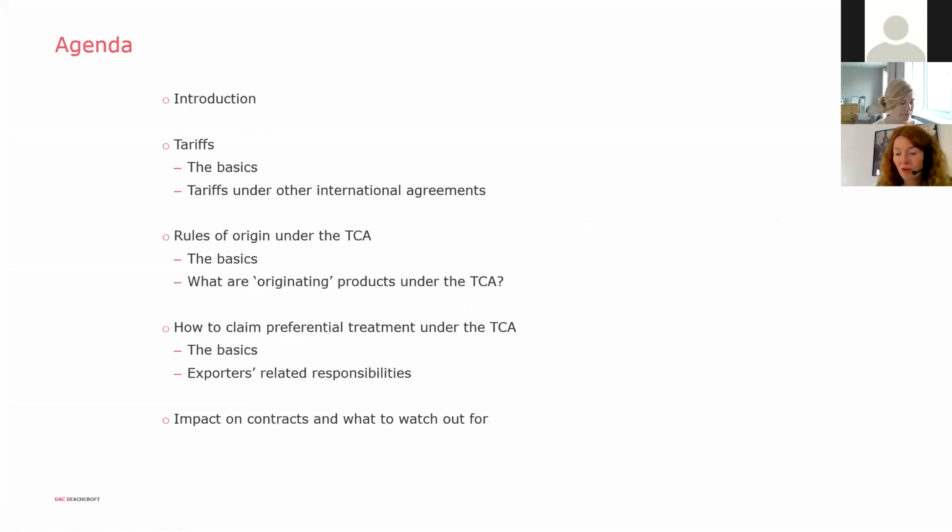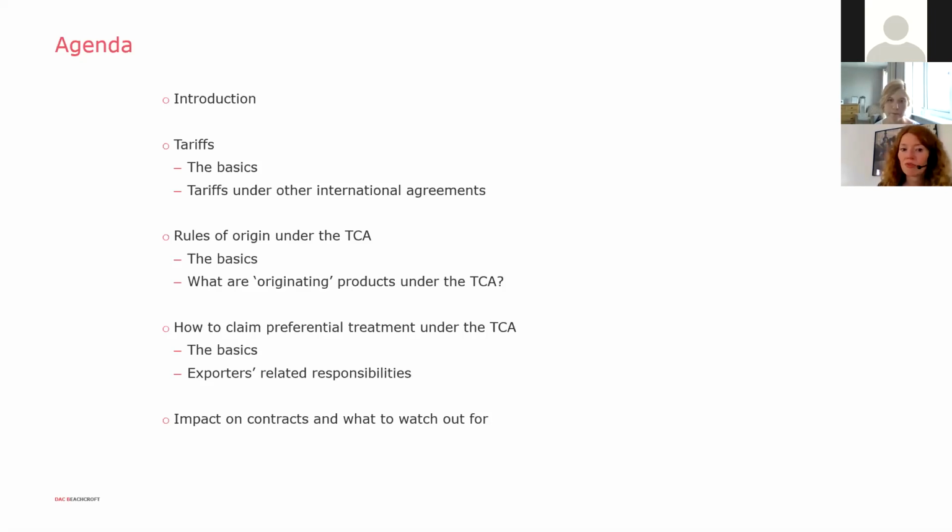So what we're going to talk about today, we don't have so much time, but just to remind ourselves of the rules, and also for those of you who don't have that detailed overview yet. So, introduction: why are we where we are today? What are the changes? What has triggered the changes? Then tariffs, the basics, also tariffs under other international agreements. How does that fit into the TCA, our Trade and Cooperation Agreement that we're dealing with here today mainly?